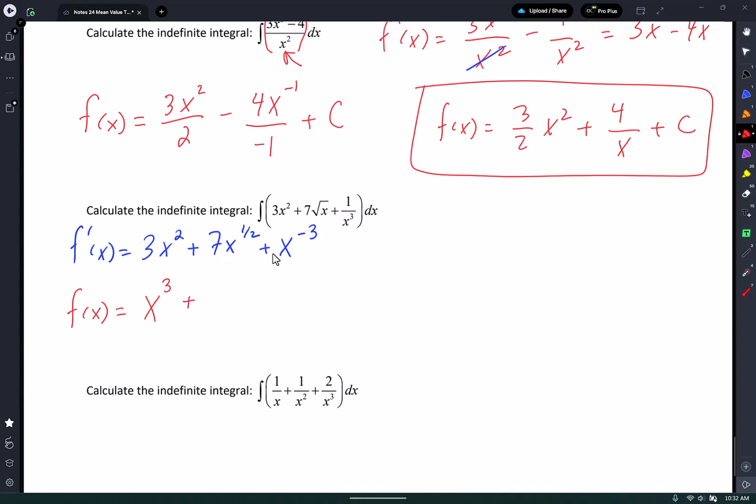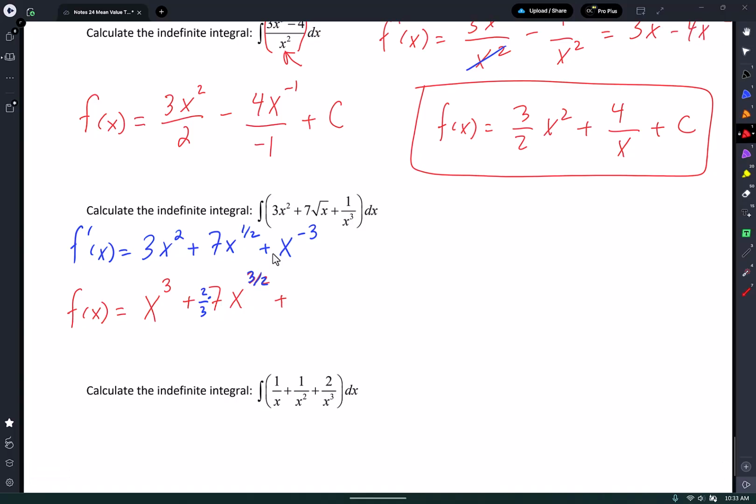Plus 7x, what is 1/2 plus 1? 3/2 divided by 3/2, which is the same thing as multiplying by? Perfect. So I'm going to put times 2/3 like that. So 3/2. Is everyone okay? Don't worry, we're going to fix it, just not yet.